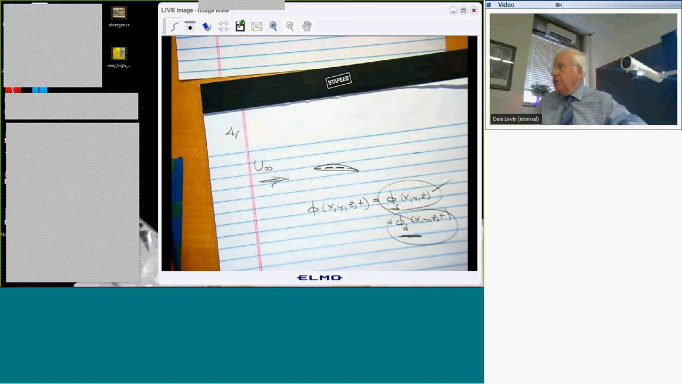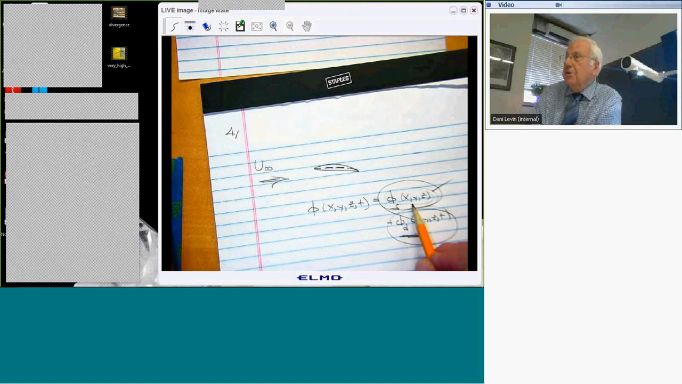That's the good news. The more sobering news is, in that linear equation for phi D, there will be coefficients which depend on the steady flow solution. And the steady flow solution, unlike uniform free stream flow, which is constant everywhere, will depend on x, y, and z.